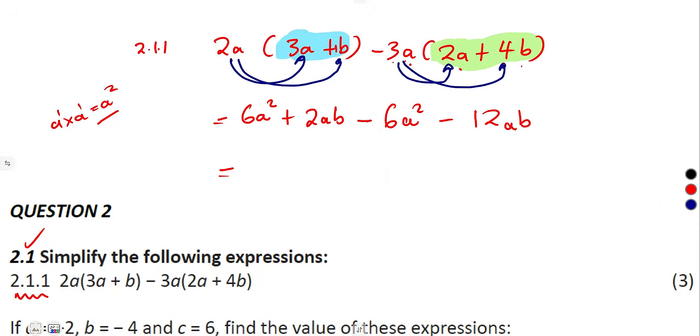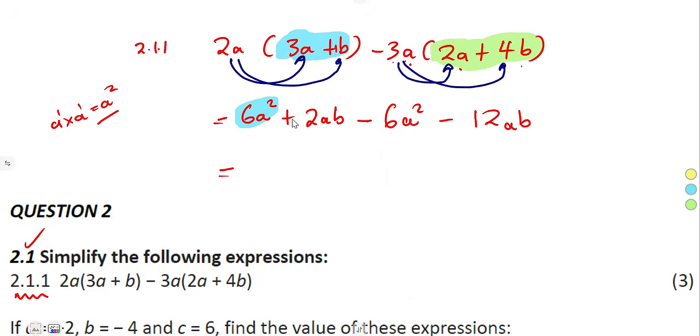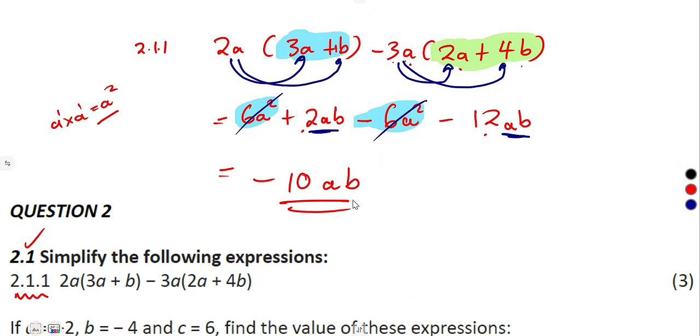So let us collect our like terms or simplify where they are like terms, like this 6a squared and the 6a squared. These are like terms, the same term that we are given, but as you can see, 6 minus 6 is 0, so that is going to cancel. There is also ab and ab. So subtract 2 minus 12, that's minus 10. So that's minus 10ab. Okay, so we're done. There's nothing more that we can do there.